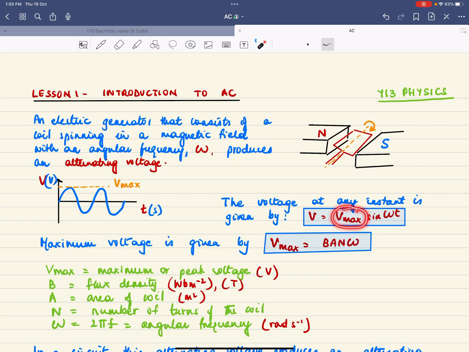And how do you get maximum voltage? It depends on a few things. It depends on the magnetic field strength or flux density, the area of the coil, the number of turns of the coil, and how quickly the coil is spinning.